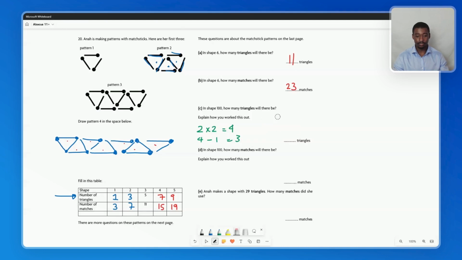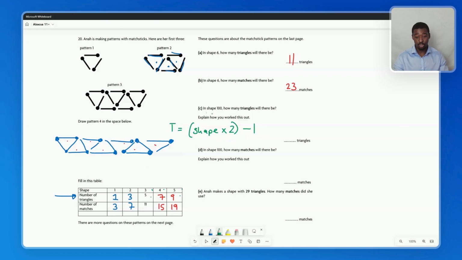So it seems like whatever the shape number is, we're doing the shape number in general times 2, doubling it, and then we're taking away 1 from that result. So shape times 2 minus 1. So this could be our formula. Triangles, or T, which stands for triangles, nothing fancy. T, triangles, equals shape number times 2 minus 1.